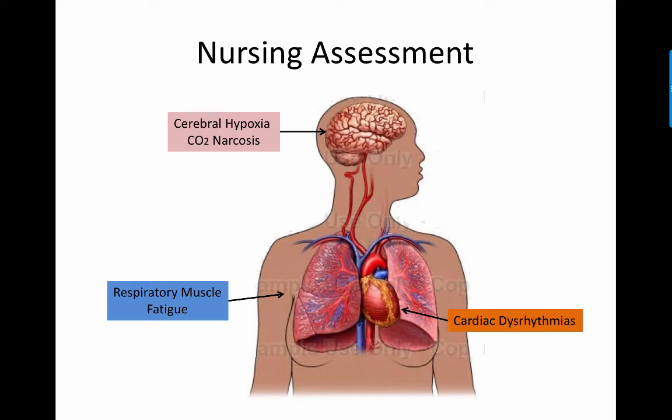But again, as respiratory failure progresses, you're going to see changes in heart rate and rhythm. And so what happens is the heart tends to become irregular. You tend to start seeing a lot of cardiac dysrhythmias, and patients can, of course, get bradycardic and eventually have a cardiac arrest.